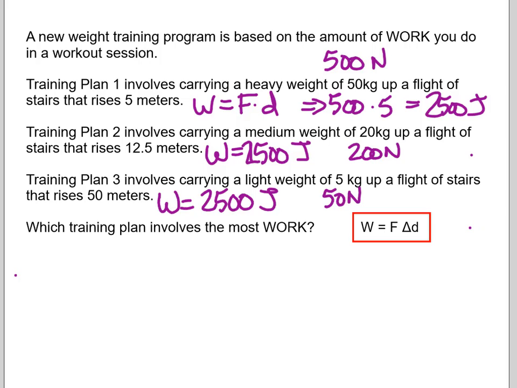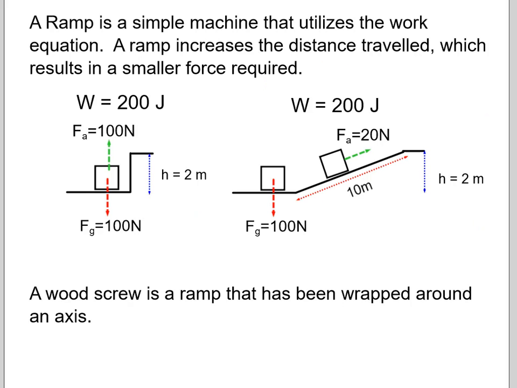We see this idea when we talk about ramps. A ramp's a simple machine that utilizes the work equation. A ramp increases the distance traveled, which results in a smaller force required. So you have a choice here. You could lift this guy right here, 100 newtons over 2 meters, and you would end up with 200 joules.